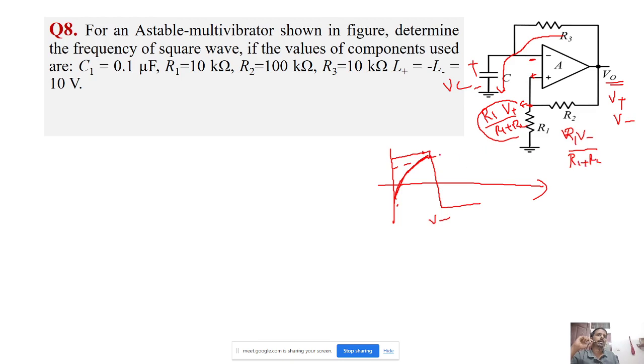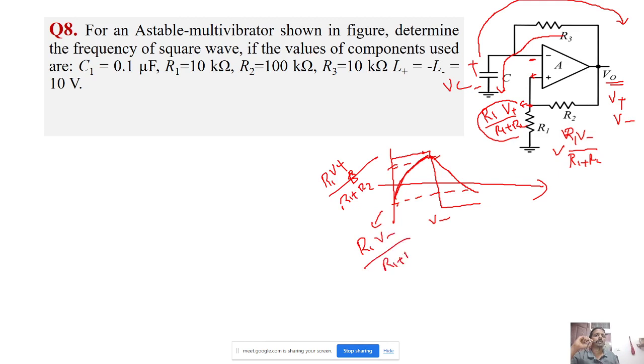Again the capacitor will now charge in the other direction, since this is minus. The current will flow in this direction, and it will discharge till the voltage reaches this voltage. So these are the two peaks to which the capacitor charges: R1 into V plus by R1 plus R2, and R1 into V minus by R1 plus R2. This ratio is known as beta, so beta V plus and beta V minus.